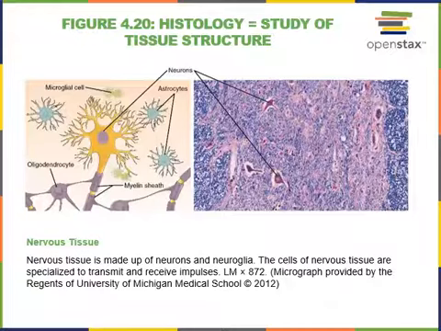And so here we can see another image showing nervous tissue, and we can see there are several different types of cells found in nervous tissue. There are neurons as well as glial cells, and different types of glial cells like astrocytes, microglial cells, and oligodendrocytes. And all of these cells are working together as a tissue, and the study of the tissue structure is known as histology.